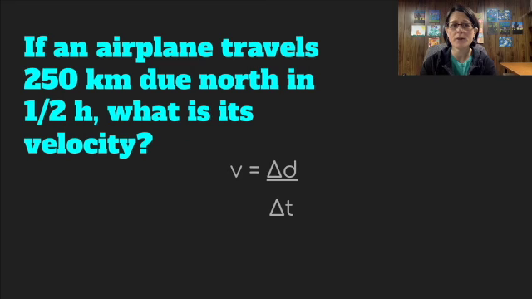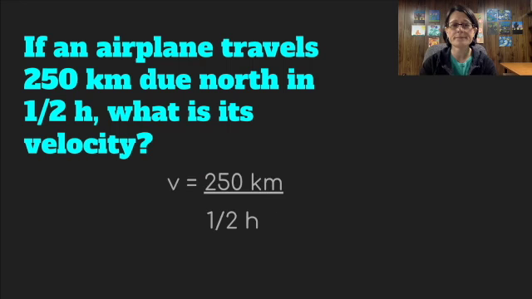Let's try another one. This time we have an airplane traveling 250 kilometers due north in half an hour. What is its velocity? Start with the equation. Substitute our numbers: 250 kilometers on the top for the distance, half an hour on the bottom for the time.